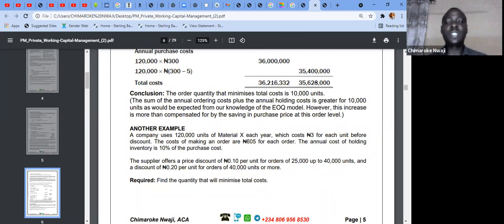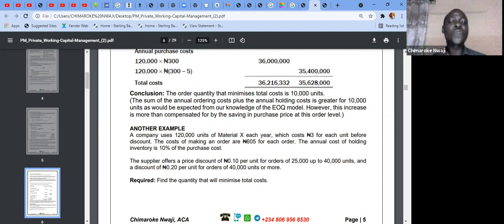A company uses 120,000 units of material X each year, and it costs 3 naira per unit before discount. So when there is no discount, you are paying 3 naira. The cost of making an order is 605 per order. The annual cost of holding the inventory is 10% of the purchase cost, which is 10% of 3 naira, which is 30 kobo.